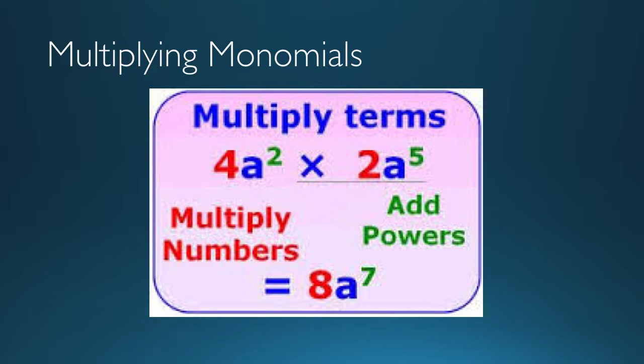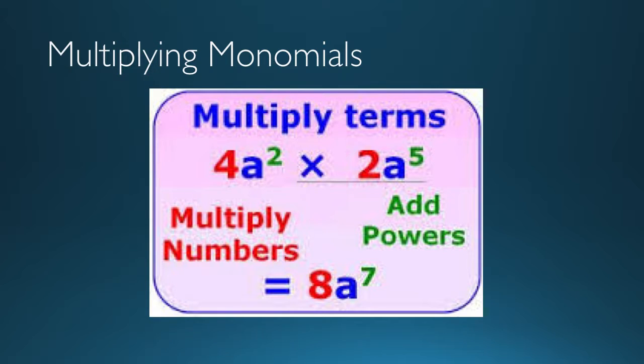Okay, so let's move on to multiplying monomials. So remember, a monomial is just where there's one term not being separated by a plus or a minus sign. And if we're given two monomials and instead of adding them, we're being asked to multiply them, multiplying them is fairly straightforward. We multiply the numbers together. So in this example, 4a squared times 2a to the power of 5. The numbers, or the coefficients, need to be multiplied. So 4 times 2 is 8.